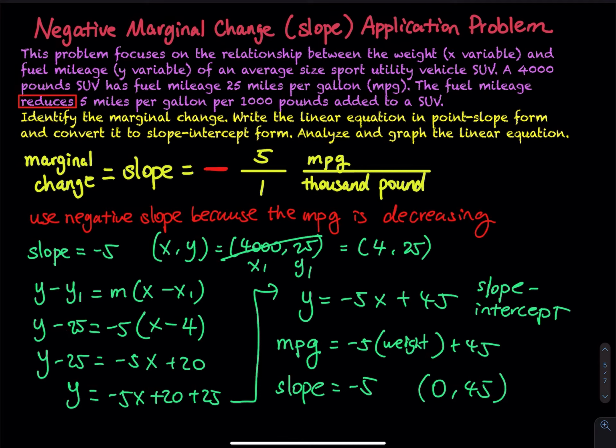That doesn't make sense, right? So a car must have some weight. So if you want to say that when the weight is equal to 0, the fuel consumption is 45 mpg, then you have to add 2 words to it. In theory, this is true.